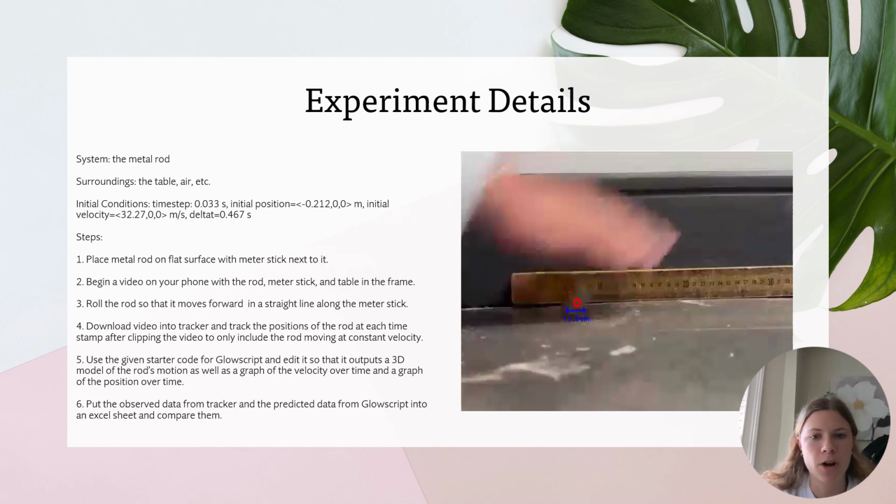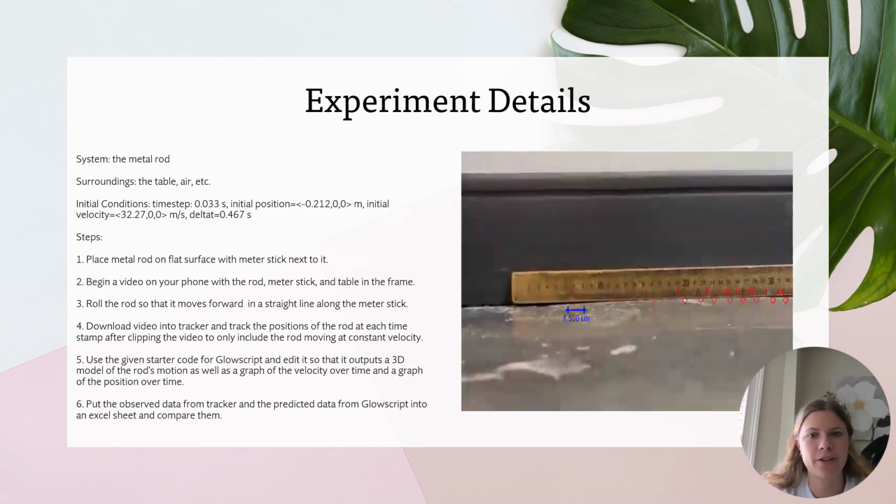to only include when the rod was moving at constant velocity. I used the given starter code for GlowScript and edited it so that it outputted a 3D model of the rod moving, an updated position graph, and an updated velocity graph. Then I also put the two position graphs, both the observed from Tracker and the predicted from GlowScript, into an Excel sheet to make one graph with both of them so that I could compare the two. And then there's my video from Tracker with each of the time steps.